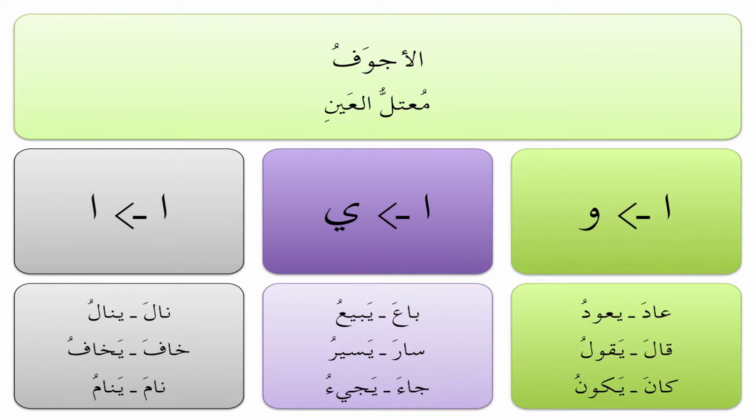النوع الثاني هو من ألف إلى ياء. So ألف in the past that turns into a ياء في المضارع. باع يبيع، سار يسير، وجاء يجيء.